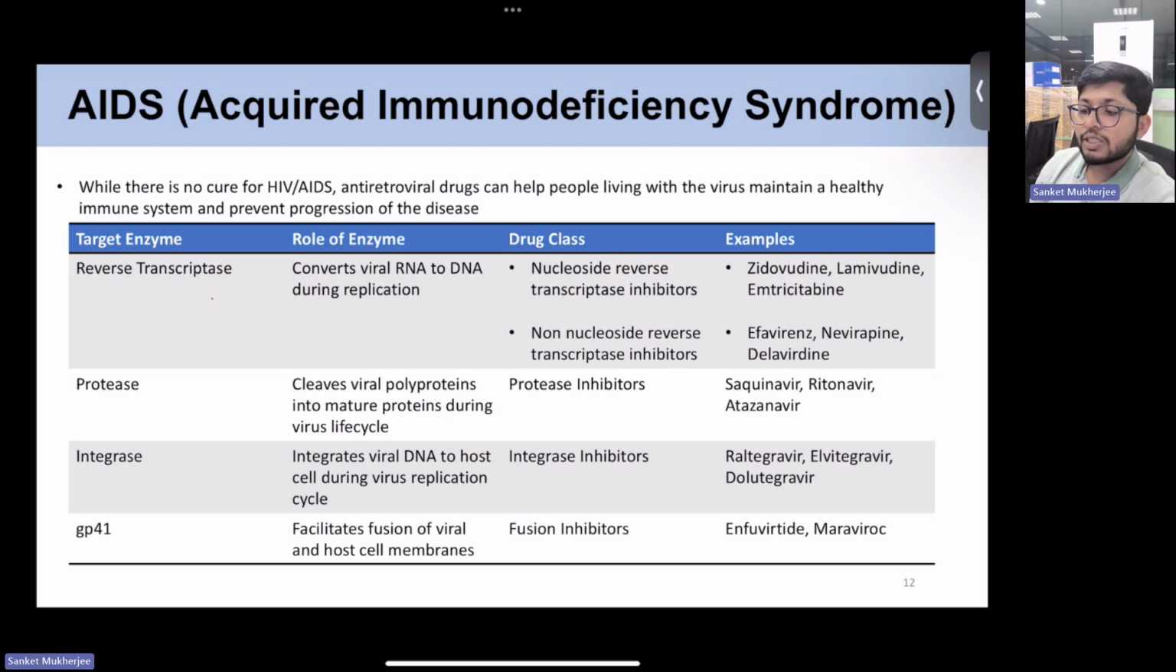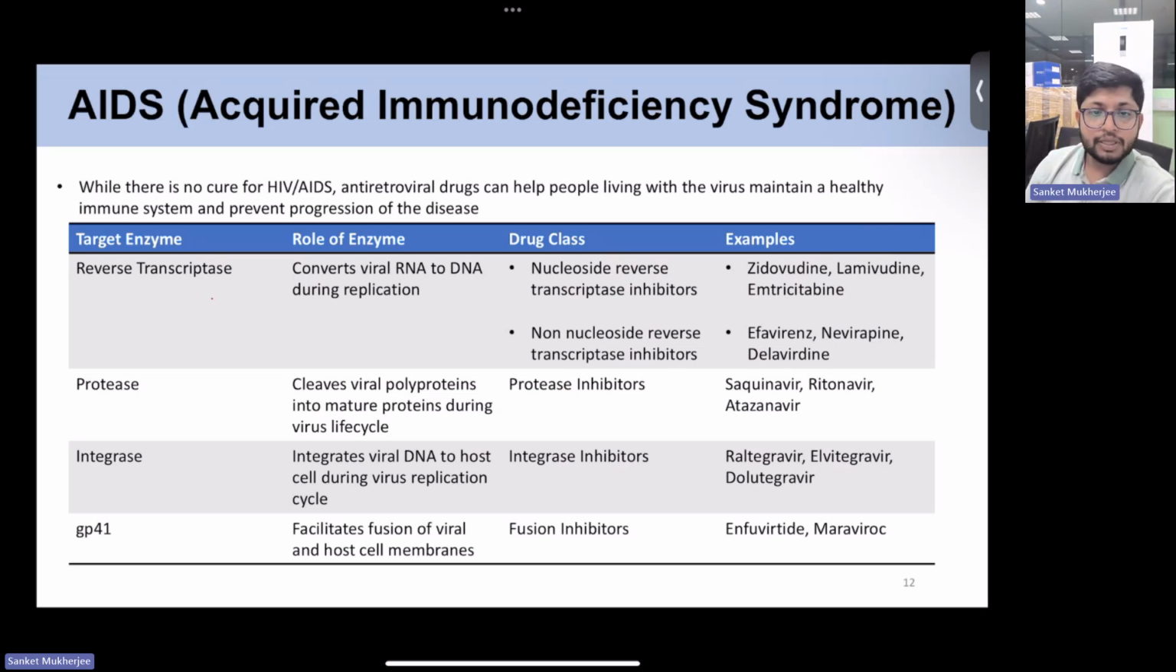Similarly, proteases which cleave viral polyproteins into mature proteins during the virus life cycle can be inhibited using protease inhibitors like saquinavir, ritonavir, and atazanavir. Integrase, which integrates viral DNA into the host cell, can be inhibited by using integrase inhibitors like raltegravir, elvitegravir, and dolutegravir.